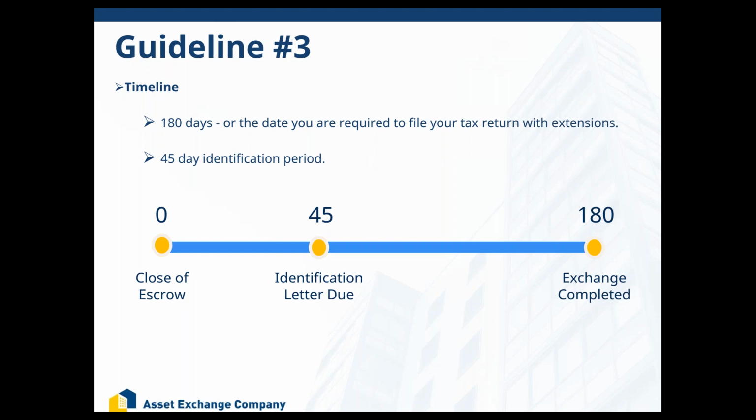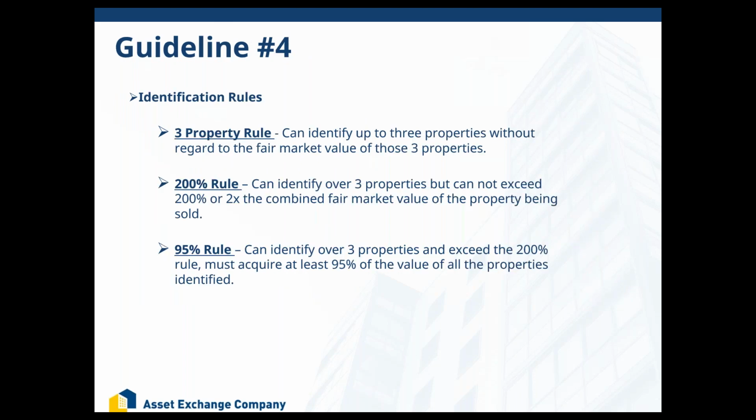Now, there are some rules to actually identifying property. We refer to them as identification rules. There are three different rules. I'm going to read each one of the rules to you, and if for some reason you don't understand them, don't worry about it, because I'm going to walk you through examples of how the numbers work for each one of the rules. Hopefully, once I explain how the numbers work, it's all going to click for you.